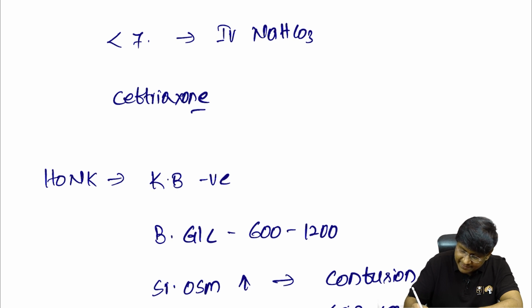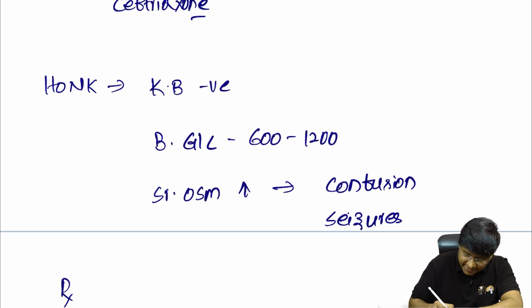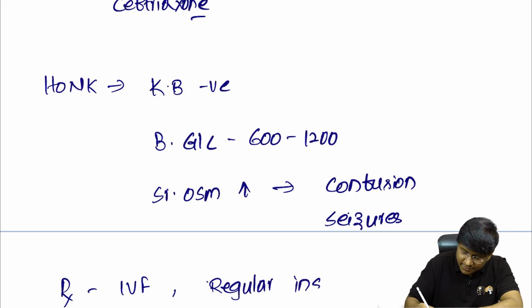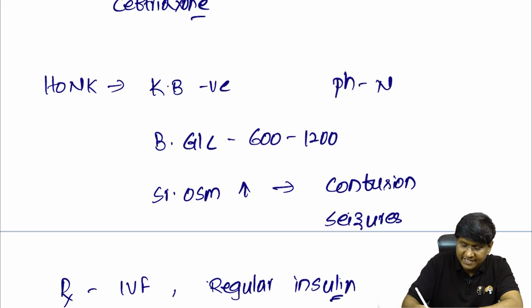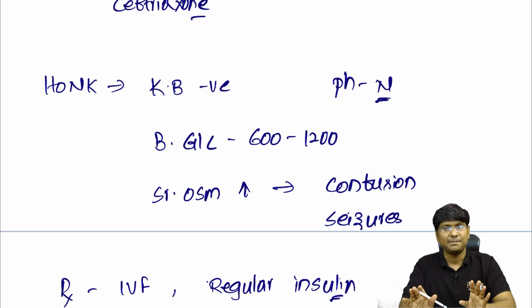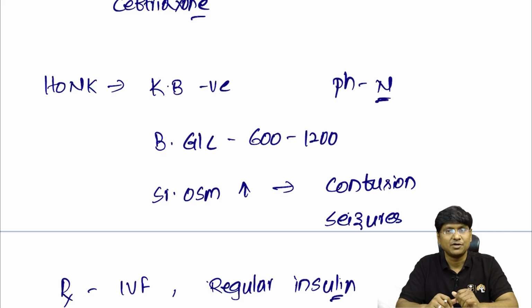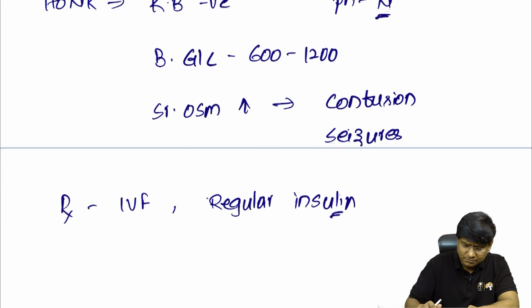And in these patients with hyperosmolar non-ketotic coma, the treatment is the same. You need to give IV fluids, that is normal saline, and then you need to give an IV infusion of regular insulin, right? Whereas in HONC, the pH is normal. It is not an acidotic pH. So this is about hyperosmolar non-ketotic coma, right?